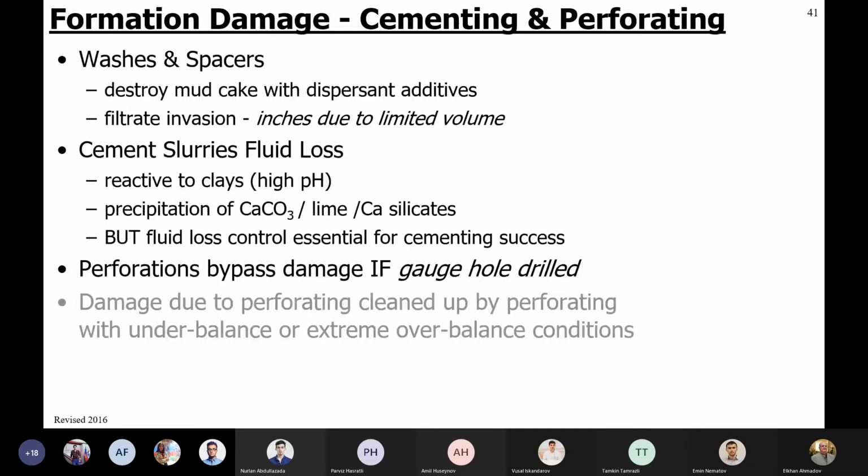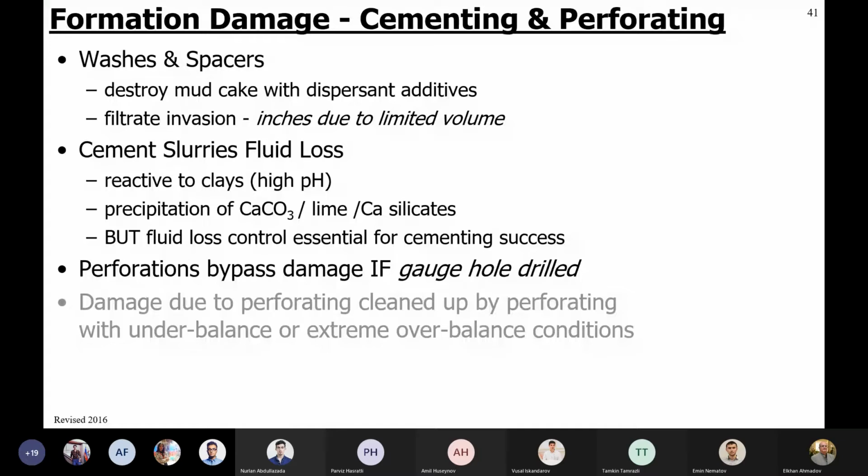and we may have precipitations of calcium carbonate due to the calcium carbonate and the calcium silicates reacting with the mud fluid, so the cementing fluid. We may have some precipitations.